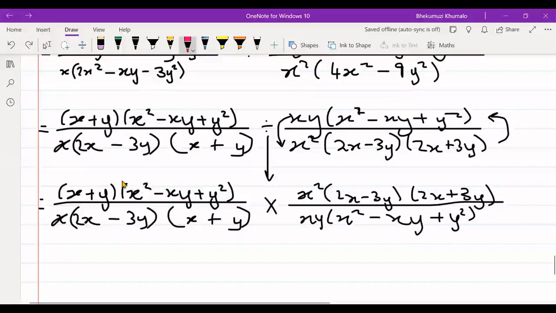So we cancel out these two because they are the same. Then we look for more things that we can cancel out. I can see here 2x minus 3y. I can cancel it out with that one there. Is there anything else? Yes, x plus y and x plus y. Yes, this can cancel out with that one. And what else? Here, we actually have x squared.